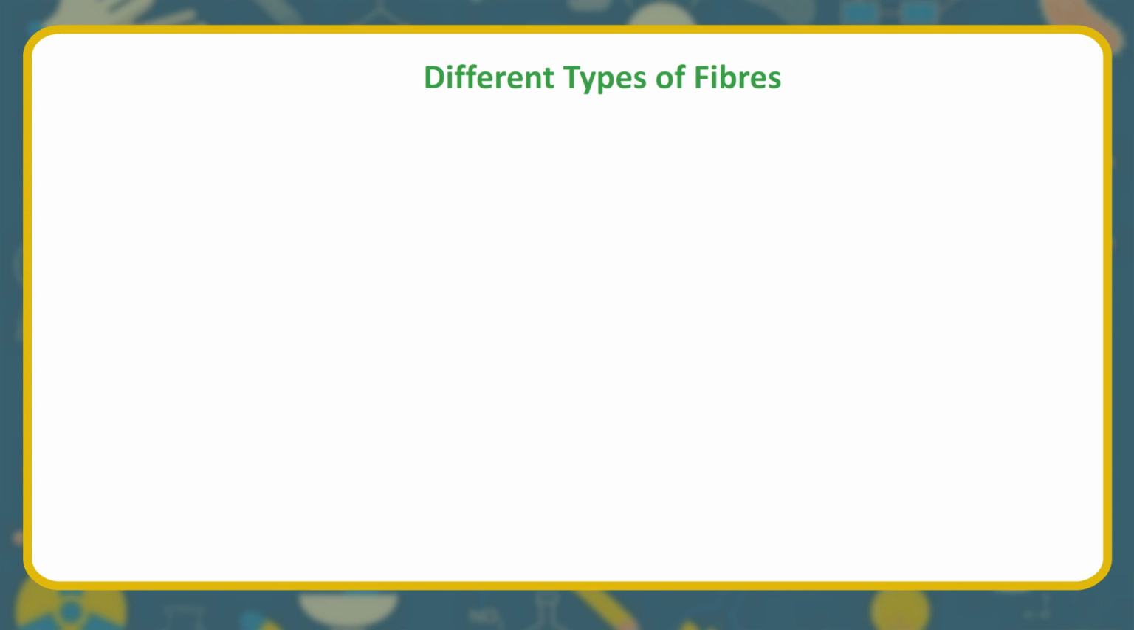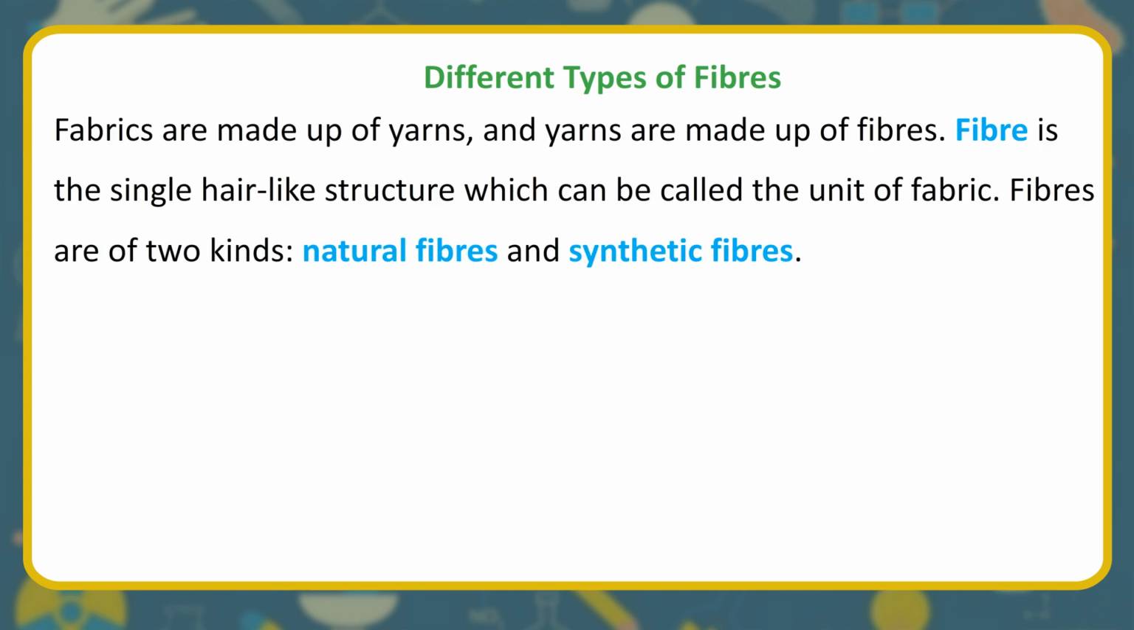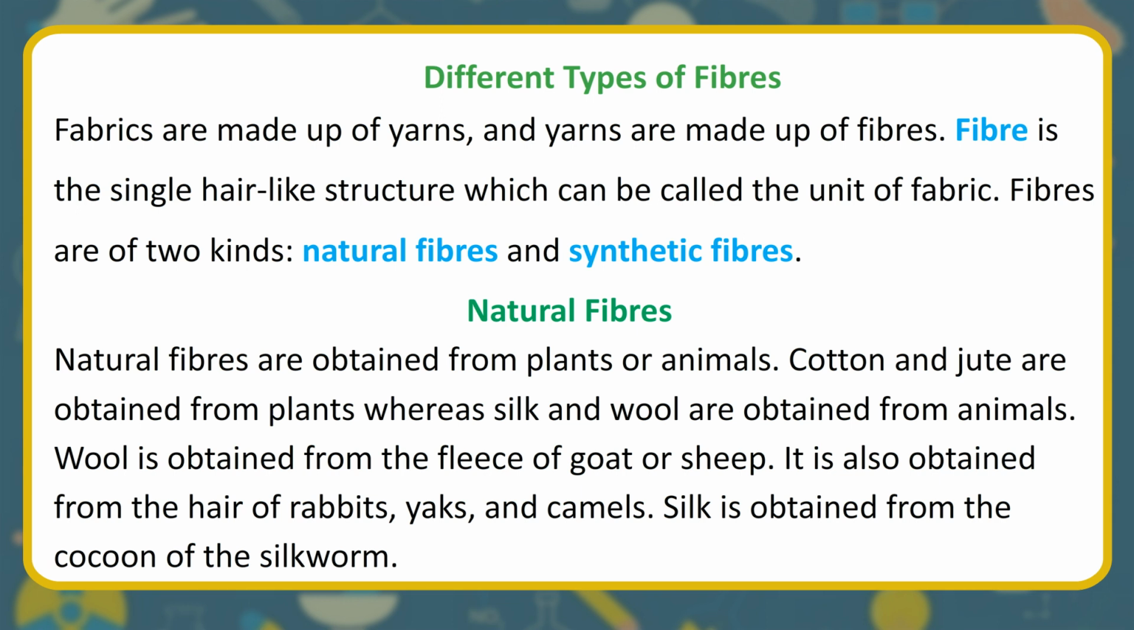Different types of fibers. Fabrics are made up of yarns, and yarns are made up of fibers. Fiber is a single hair-like structure which can be called the unit of fabric. Fibers are of two kinds, natural fibers and synthetic fibers. Natural fibers. Natural fibers are obtained from plants or animals. Cotton and jute are obtained from plants, whereas silk and wool are obtained from animals.